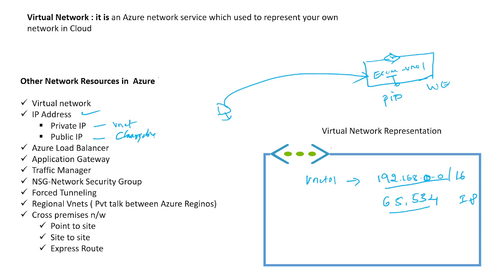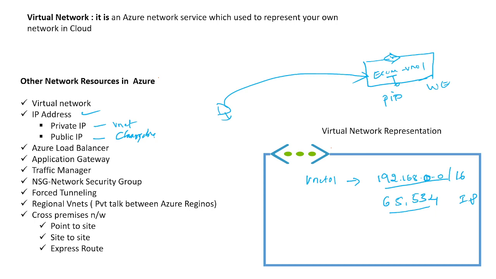Done. Then when I talk about IP addresses, there are two types of IP addresses. One is private IP, which is there in your virtual network, VNet. Another one is public IP, which can be purchased in Azure. It is a chargeable IP. But VNet is not chargeable. IP address is not chargeable. Only the public IP is chargeable.